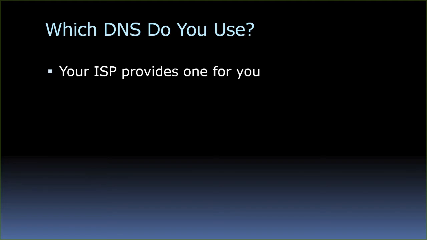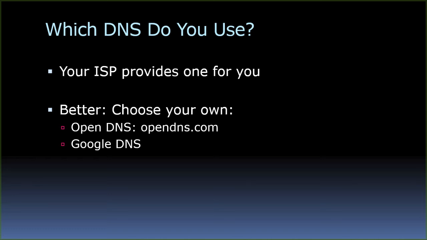And which DNS do you use? Well, your ISP, for example, Cablevision or your cable company, will give you one. But you can get your own. The one the ISP gives you may not be the best. It's better to choose your own. And there are two great places to get it. Number one is OpenDNS, and Google has its own one too.